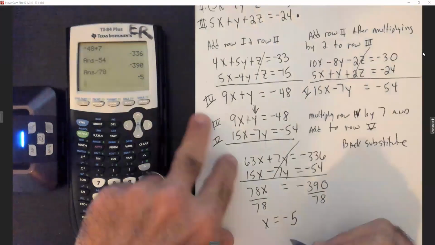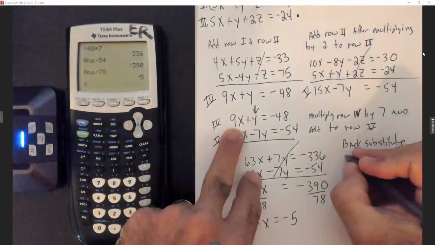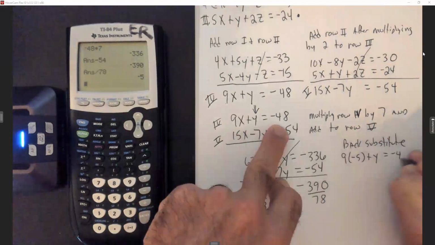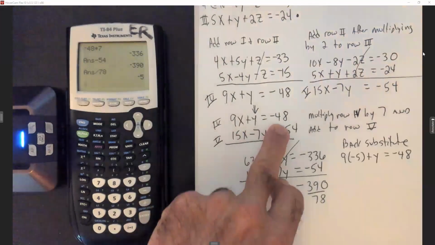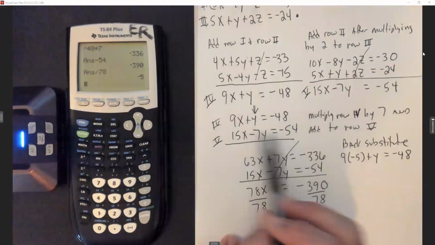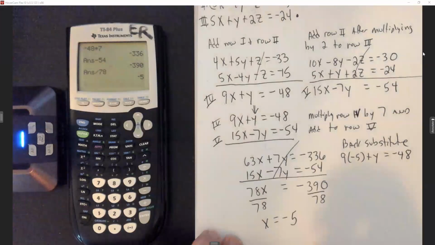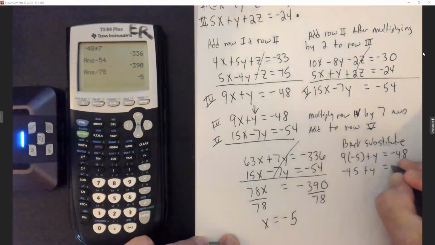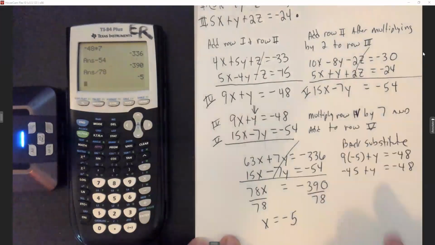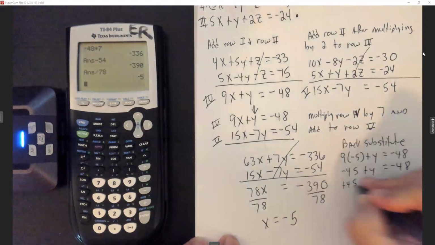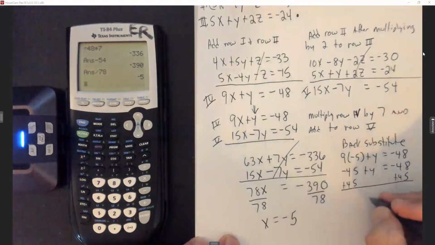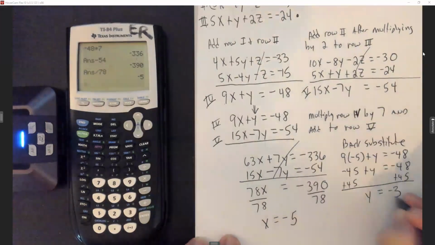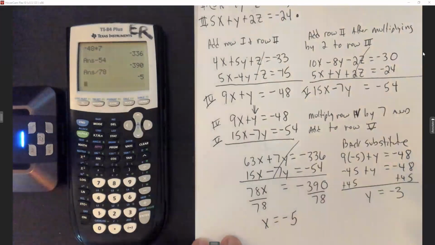So since x is -5, I'm going to do 9 times -5 plus y has to equal -48. Now you could have used either one of these. I picked number 4 because it had smaller numbers to me. 9 times -5 is -45 plus y equals -48. And then to get y by itself, we add 45. And I now know that y is -3. So I now know x is -5, y is -3.